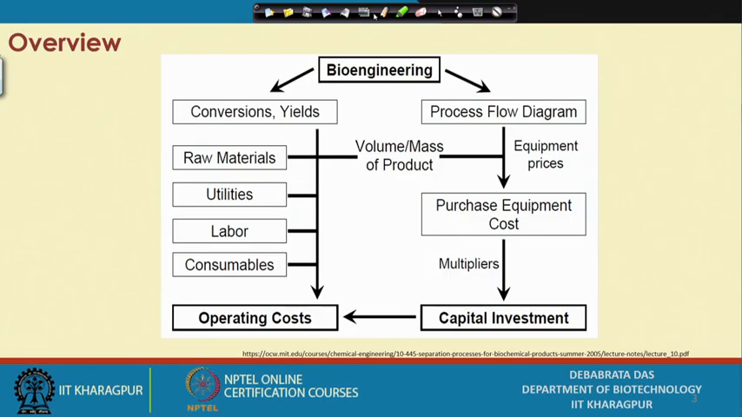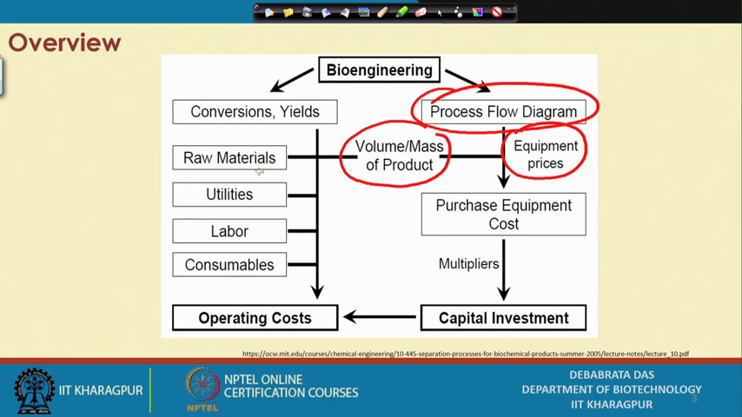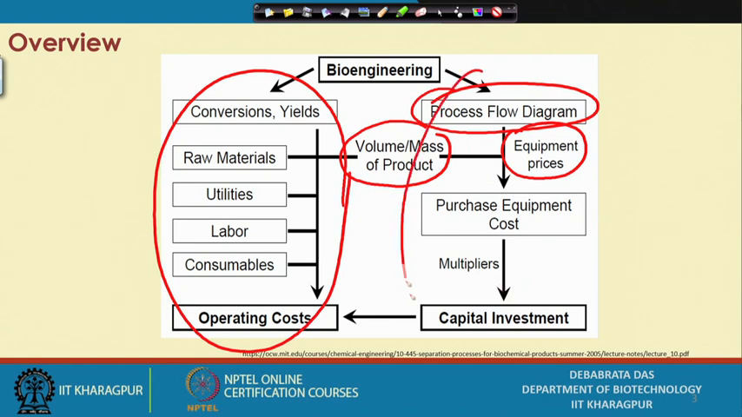Now, in the bioengineering process, first we have the flow diagram, and then we find out the equipment price and the volume of mass of the product that we find out from the raw materials, utility, labor and consumables. This we find out as the operating cost. Capital cost will be the equipment cost, including the reactor, pump, valve, all these things, and all the downstream processing that comes under the capital cost.